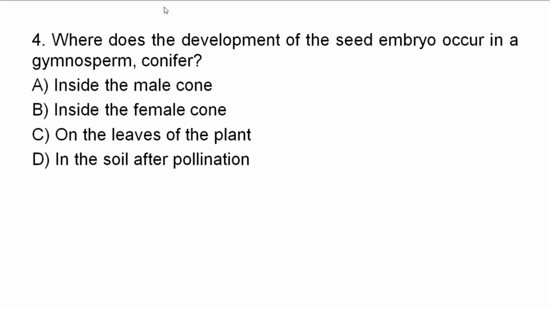Question number 4. Where does the development of the seed embryo occur in gymnosperms or conifers? What is a conifer? A conifer is a group of gymnosperms. So where does the development of the seed embryo occur in gymnosperms? A. Inside the male cone. B. Inside the female cone. C. On the leaves of the plant. D. In the soil after pollination. Which one is the correct answer?